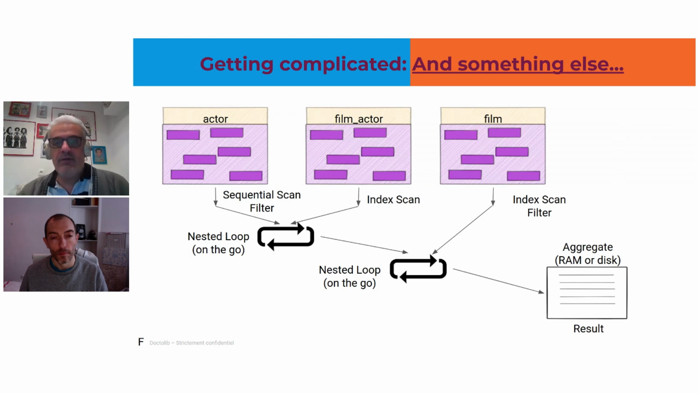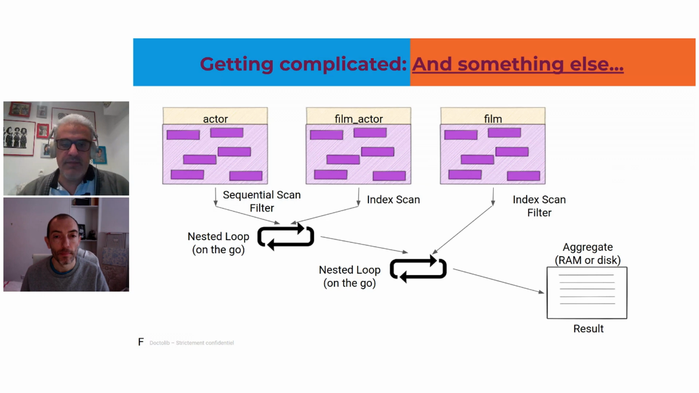And then to join the film table, I can index scan because I have the appropriate index, and I will loop over the first result. All those loops can be done on the go without any problem. But when I need to aggregate, I have to take all the results and put them in some space in RAM or disk to get the counting. It's another algorithm, another access method. So I need some RAM space.